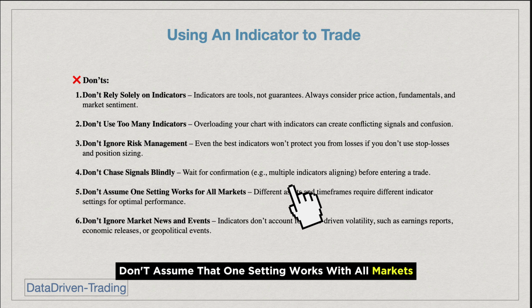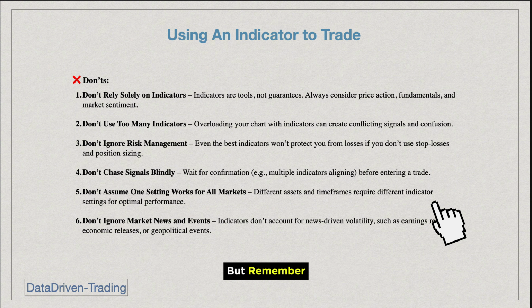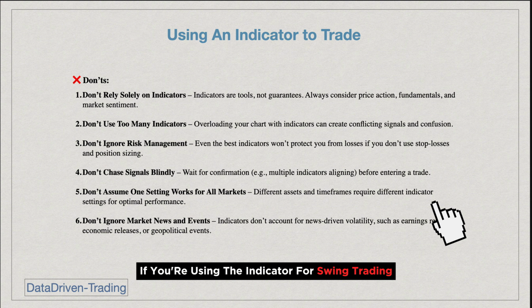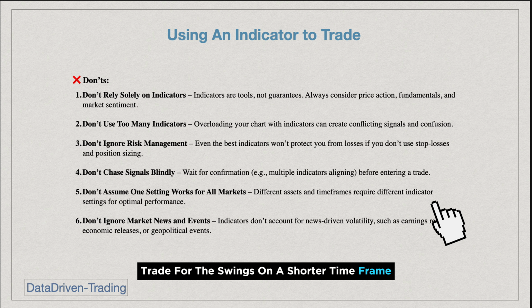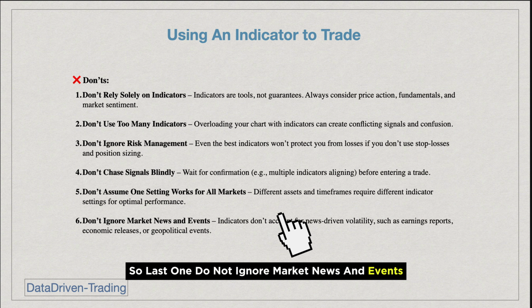And of course, don't assume that one setting works with all markets. We talked about this a little bit before, but remember, if you're using the indicator for swing trading, you need to make the settings a little bit different. You need to be able to use supply and demand versus momentum, or you need to be able to look on the bigger time frame to be able to take a trade versus taking a trade for the swings on a shorter time frame. Remember, you need to mess around with the settings and adjust the settings according to yourself. So last one, do not ignore market news and events.